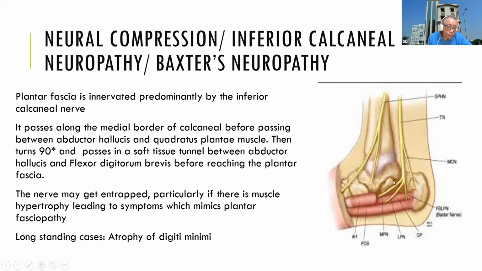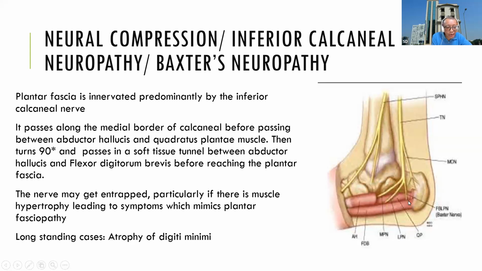The first one is the medial plantar nerve, followed by the lateral plantar nerve, and the first branch of the lateral plantar nerve is Baxter's nerve, or the inferior calcaneal nerve. Once it arises from the lateral plantar nerve, it goes downward very close to the calcaneum, and first enters between the muscles, that is adductor hallucis and quadratus plantae. So it first enters this muscle plane, and then it makes an acute 90-degree turn below the calcaneum, between flexor digitorum brevis and abductor hallucis.